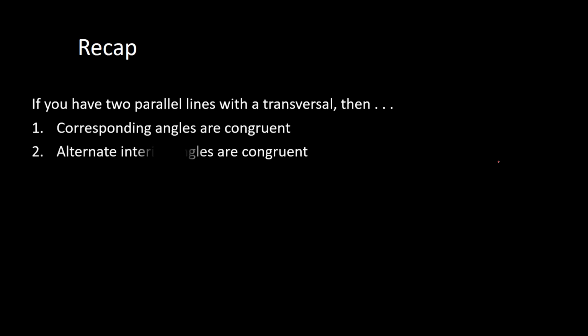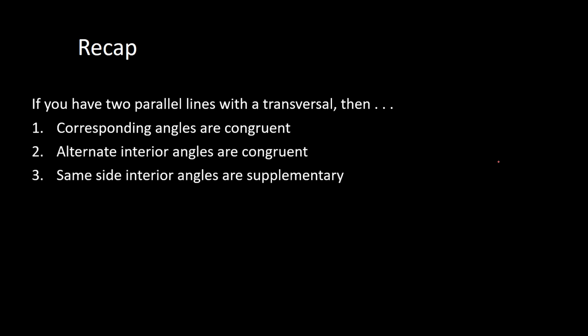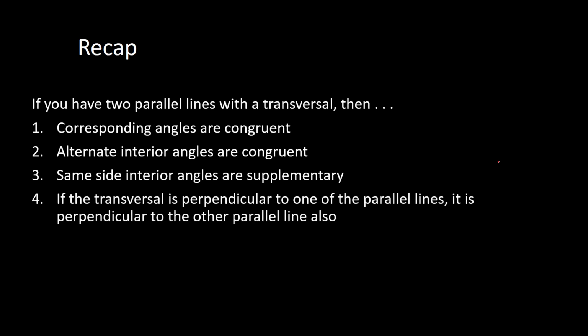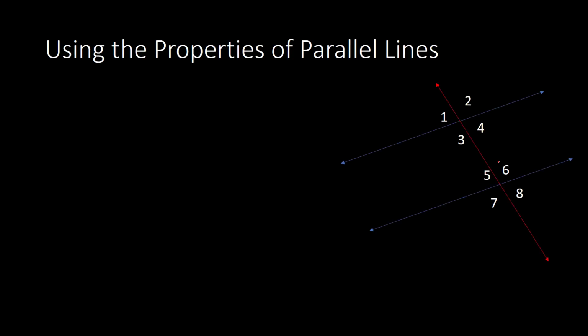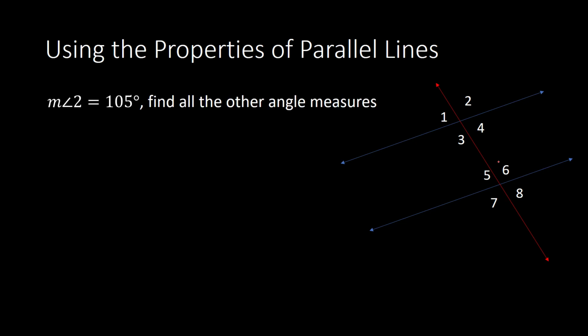So to recap everything we just said, if you have two parallel lines with a transversal, then corresponding angles are congruent, alternate interior angles are congruent, same side interior angles are supplementary. And if the transversal is perpendicular to one of the parallel lines, then it is also perpendicular to the other parallel line as well. Now, how can we use this to find different answers to questions we may have?